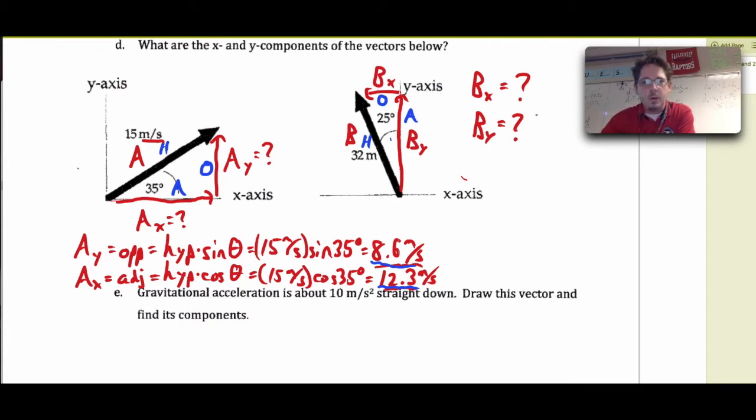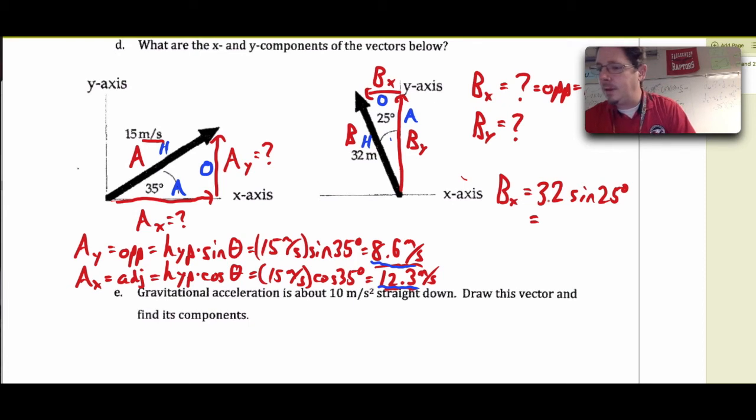So, determining BX here. If BX is the opposite, then that means it's going to be the hypotenuse times the sine of theta. So I'm going to show that work down here a little more clearly. Hypotenuse times the sine of theta. So 32 meters times the sine of 25 degrees. And that's going to get me a component of 13.5 meters.